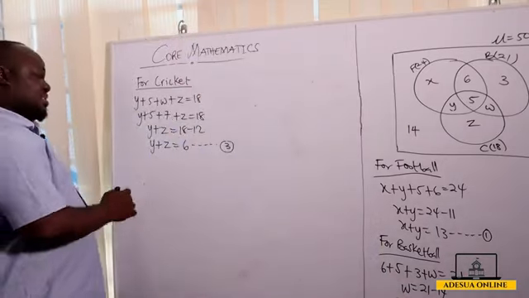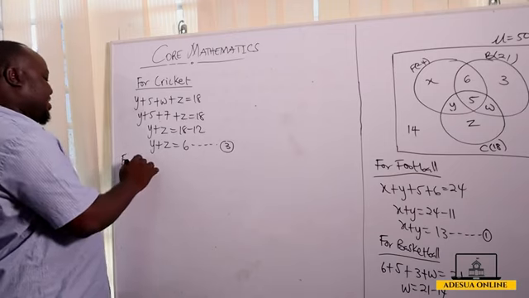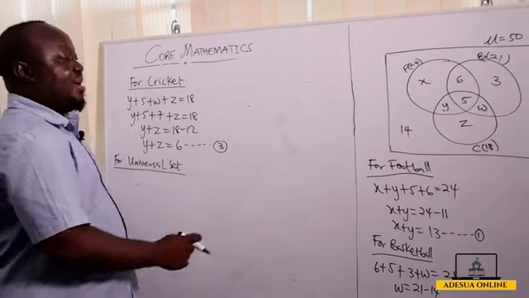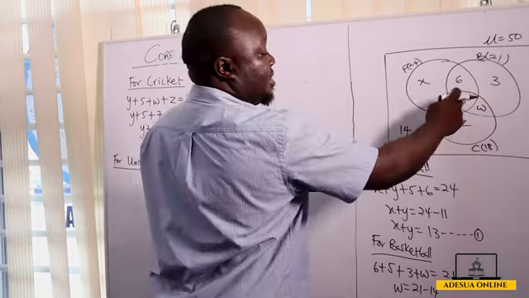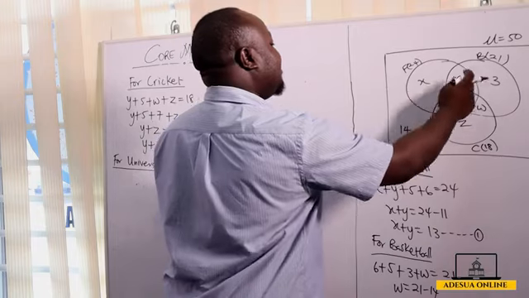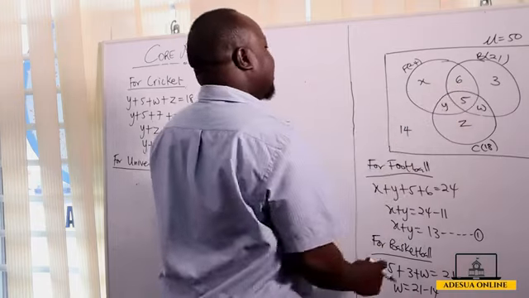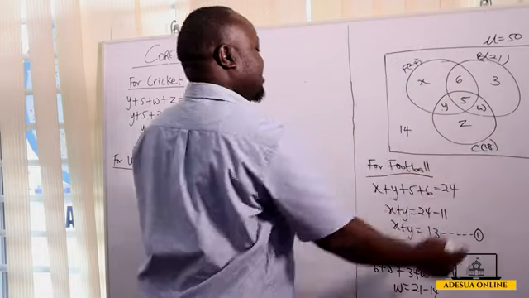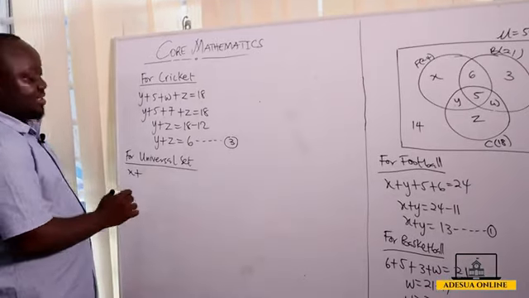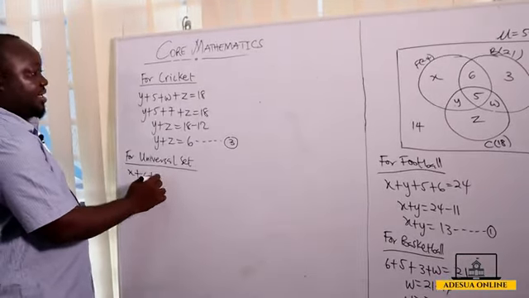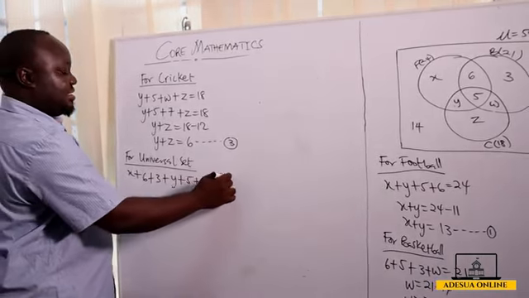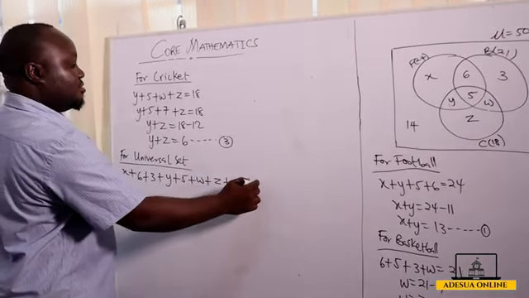Now, we go for the universal set. For the universal set, we shall have everything in the 3-set problem, everything in the Venn diagram, equal to what? 50, excluding this, this, and this. So we are going to have x plus 6 plus 3 plus y plus 5 plus w plus z plus 14 to be equal to 50.